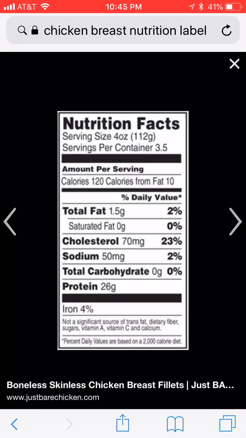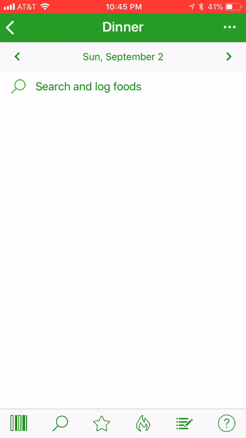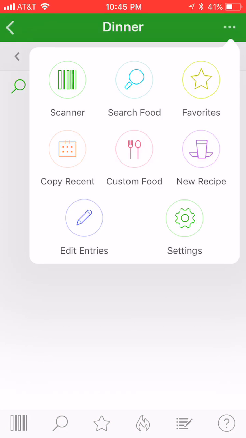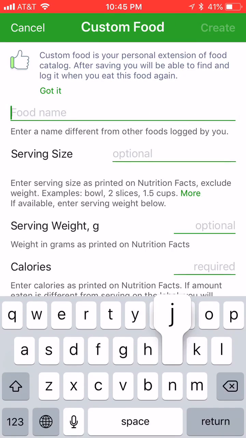Okay, so now the next step would be to get to our app. So what we're going to do is go into dinner or wherever you want to put this, and you're going to go up to the upper right hand corner where there's those 3 dots again, and you're going to click on custom food, and we're going to call this Jenny's chicken.